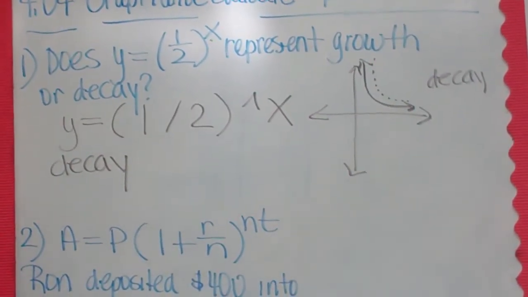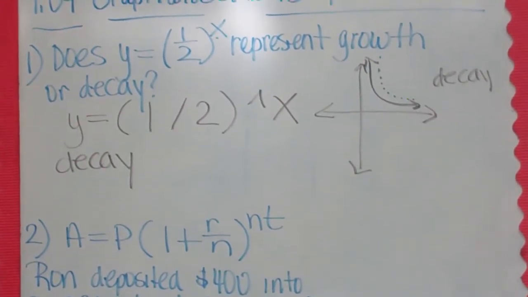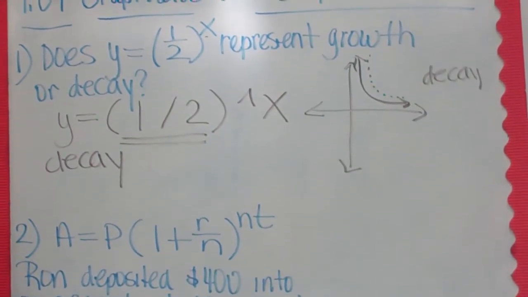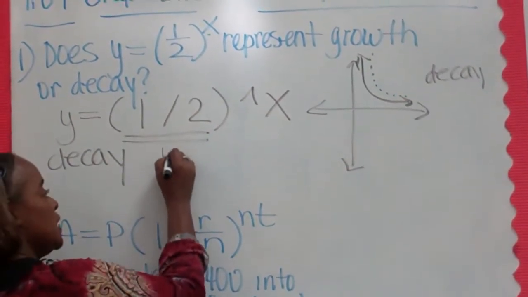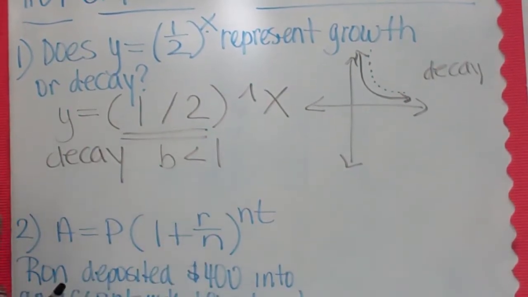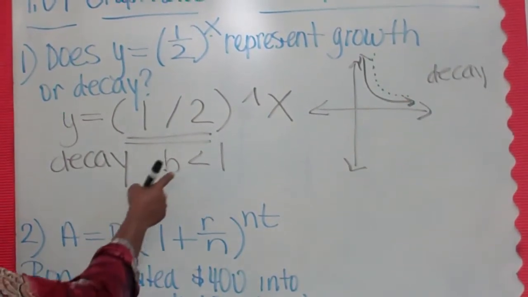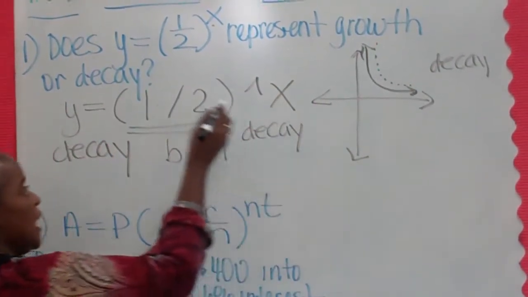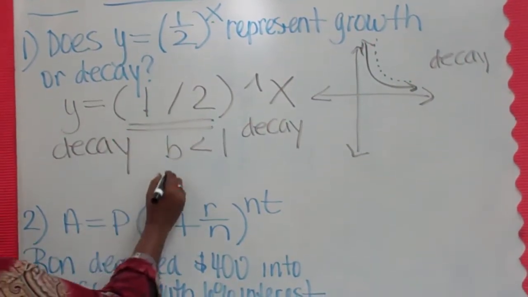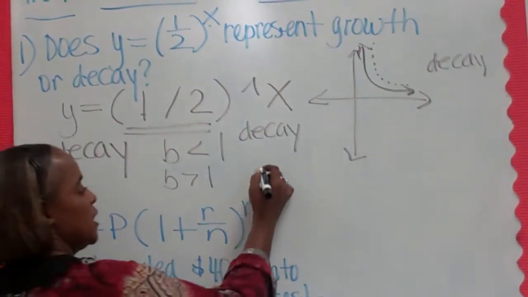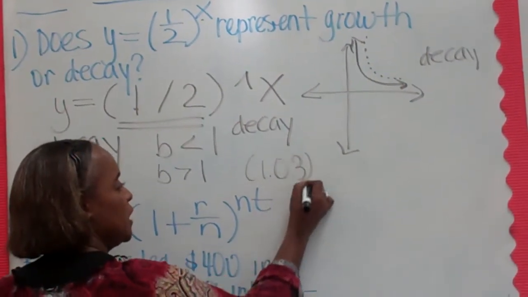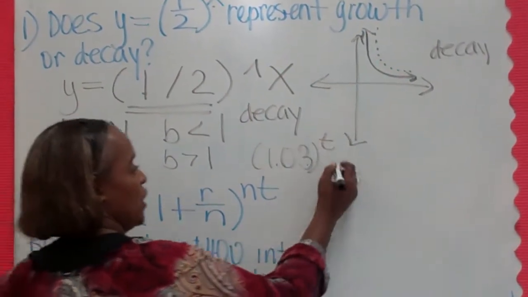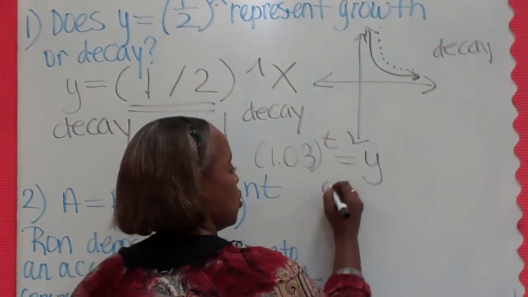You can also tell that it is a decay because if the number inside the parentheses is less than 1, if b is less than 1, and it also needs to be greater than 0, but for your purposes, if that number is less than 1, then it's a decay. If the number in the parentheses is greater than 1, say that number was 1.03 to the t power, then y equals 1.03 to the t power would be a growth.